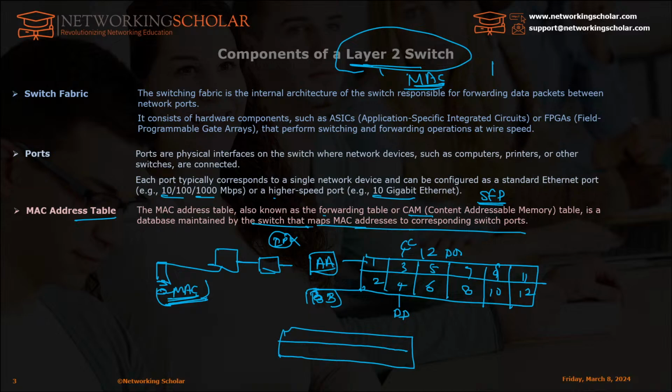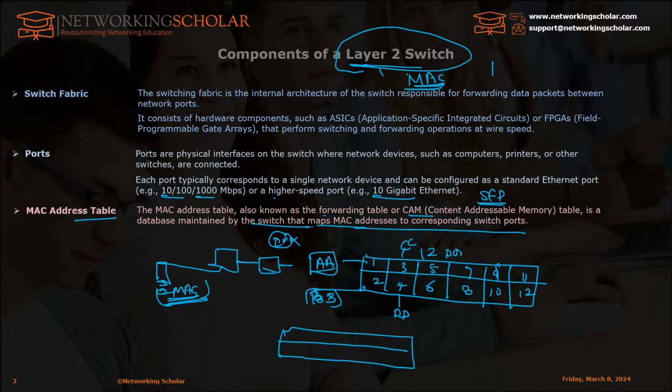So how is it going to build a MAC address table? It will build the MAC address table based on port and interface. This is the port and MAC. On port 1, A is connected. On port 2, BB is connected. Port 3, CC. Port 4, DD. It will create a database that looks like that.